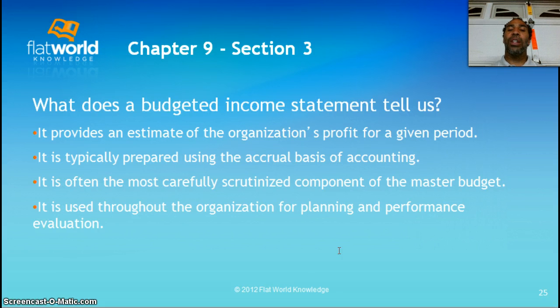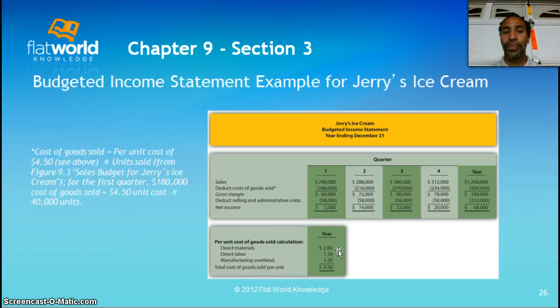So what does a budgeted income statement tell us? It provides an estimate of the organization's profit for a given period, right? And we need to know how much they made within certain periods. It's typically prepared using the accrual basis of accounting. It is often the most carefully scrutinized component of the master budget, right? So they're all over this. And it is used throughout the organization for planning and performance evaluation, right? So you plan, you control, and then you evaluate and see how things are going.